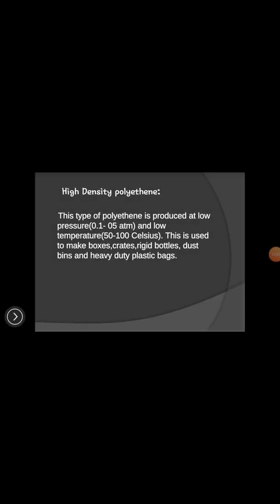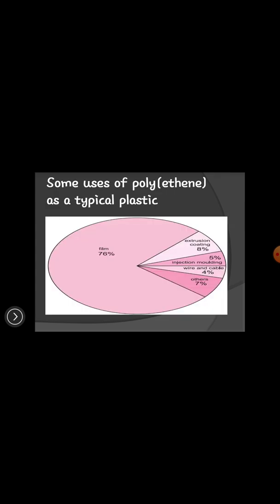Dear students, after having this understanding about the types of polyethylene and their uses, now we are moving towards the next slide, which tells us some more uses of polyethylene as a typical plastic. You can see from this slide, 76% of the polyethylene which is produced by the industries is used in film making. 8% used as extrusion coating, 5% injection molding, 4% wires and cable, and 7% used in other uses.